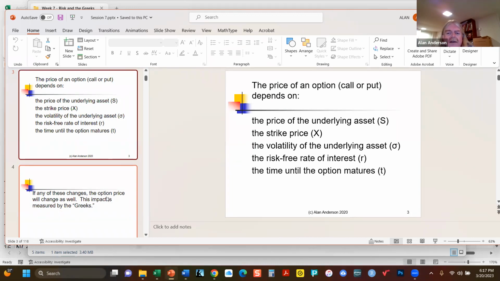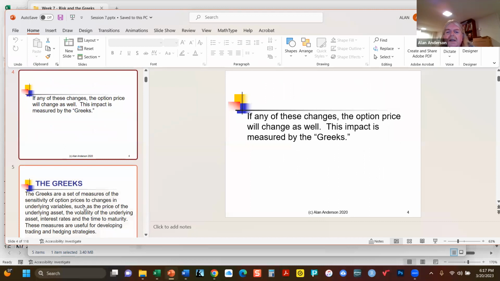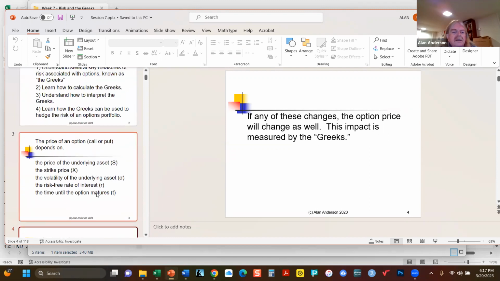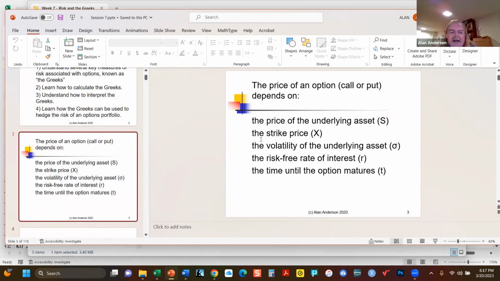Now, not all of these have the same impact on an option's price. And in many cases, the impact depends on whether the option is a call or a put. So if any of these variables changes except for the strike price, then it'll impact the price of the option, because clearly the strike price is a fixed constant.